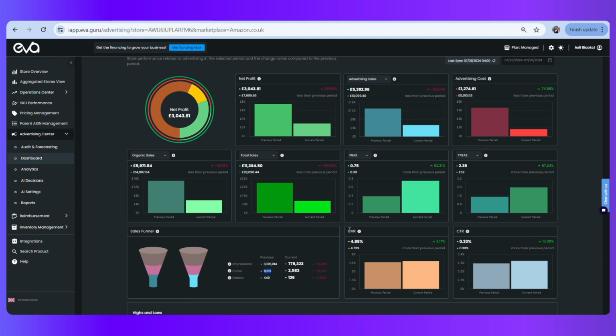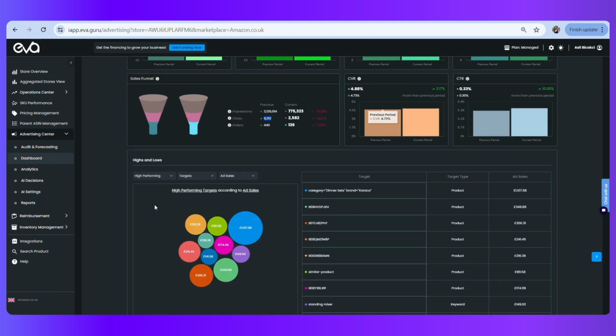CVR basically stands for conversion rate, and it's calculated by dividing orders by clicks. So for example, here out of 100 clicks, we get almost 5 orders. And as you can see, it's improving compared with the previous period. The CTR metric is also there. By looking at all these metrics, we can understand our advertising performance.